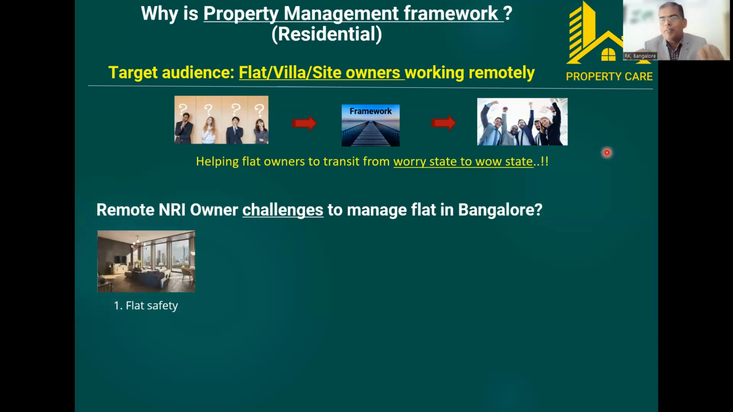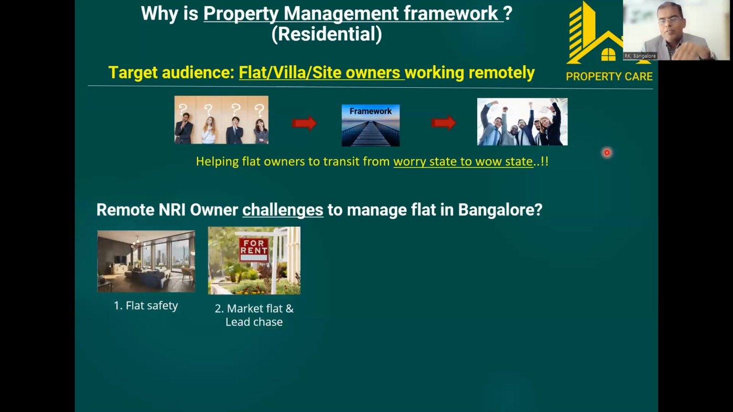The entire villa got seepages on the side areas. So this is a big headache for them, and nobody is there to open and clear that outlet. There are many issues like this that we face and solve. So one is flat safety, and the second one is marketing that flat for rental and lead chase.